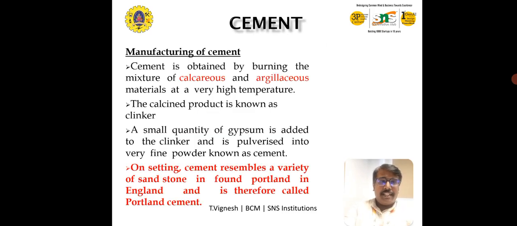Cement is obtained by burning a mixture of calcareous and argillaceous materials at a very high temperature. The resulting product is known as clinker. A small quantity of gypsum is added to the clinker and pulverized into a very fine powder known as cement. On setting, cement resembles a variety of sandstone found in Portland in England, and it is therefore called Portland cement. Cement is used for binding purposes.